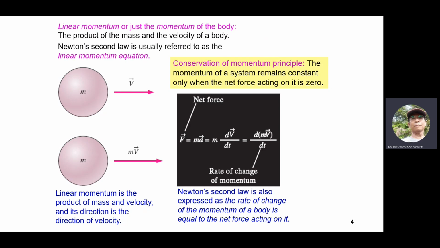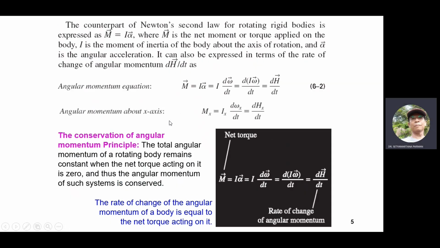So Newton's second law is also expressed as: the rate of change of the momentum of a body is equal to the net force acting on it. The parameter mass multiplied with velocity is the linear momentum. The counterpart of Newton's second law for a rotating rigid body is expressed as M equals I alpha.